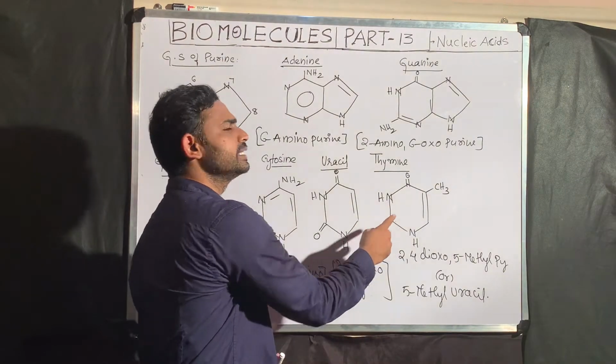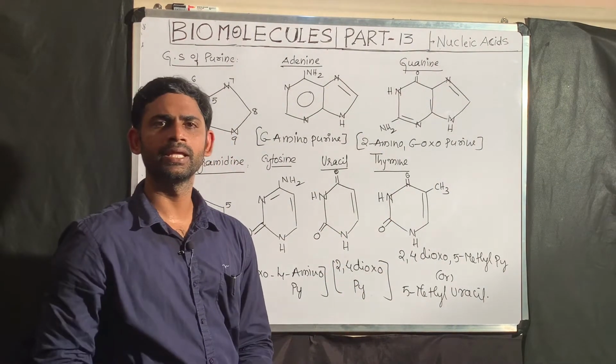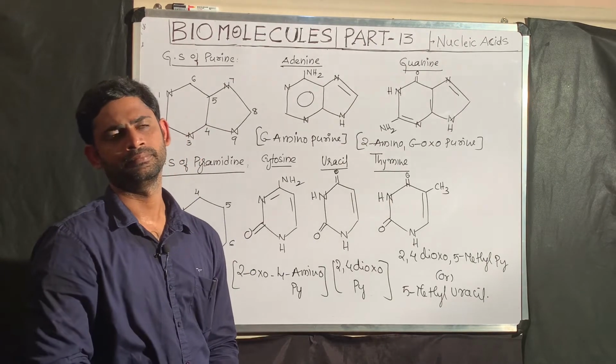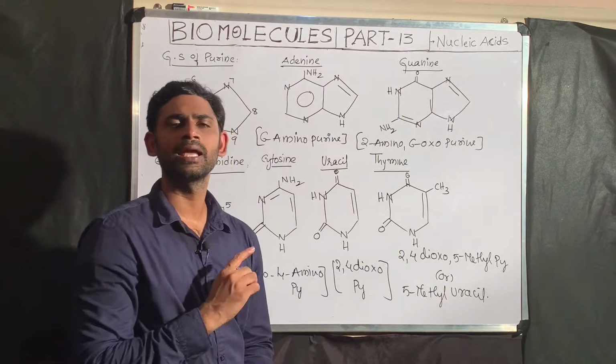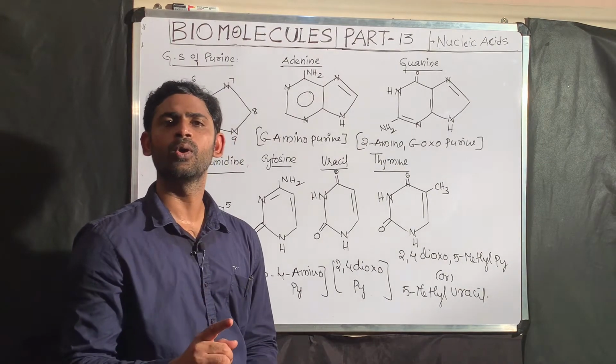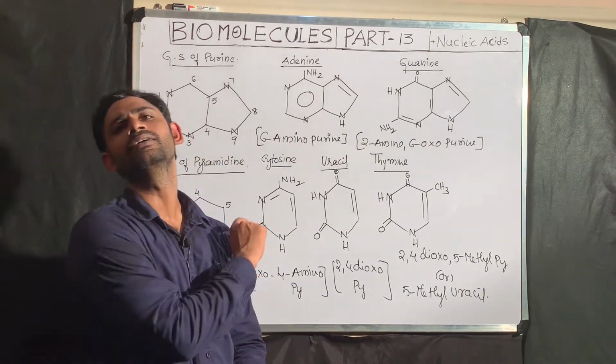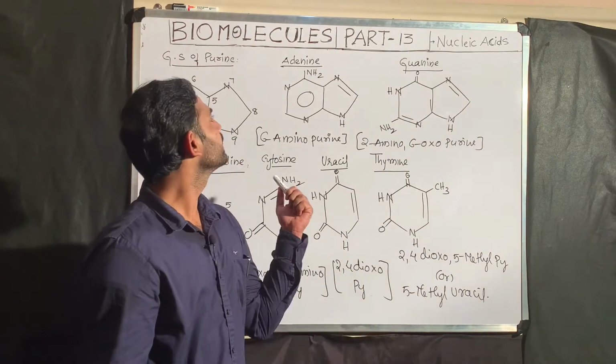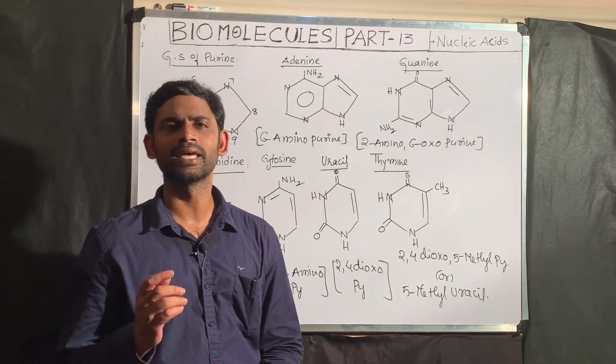But the difference is here. Uracil is a pyrimidine associated with only RNA. Next, come to the thymine. Thymine is a pyrimidine present only in the DNA. These are the points you need to remember in the case of the nitrogen bases.